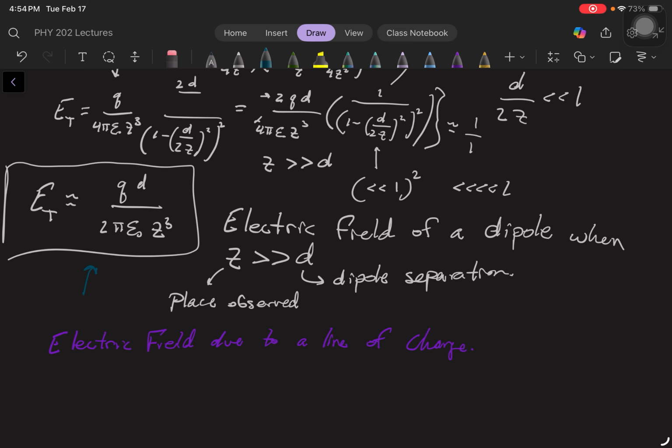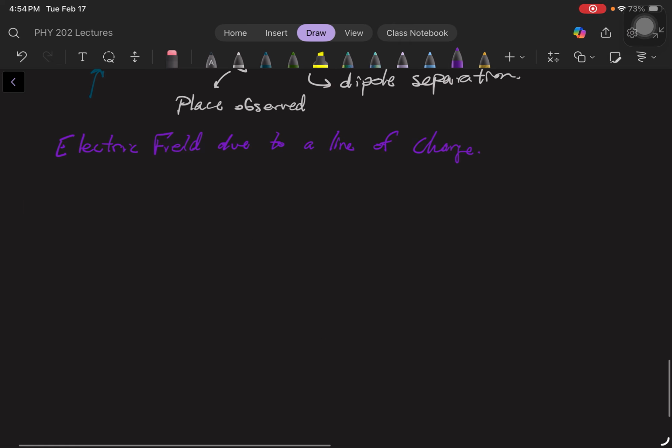And then also another note is sometimes we define P is equal to QD, and this is just called the dipole moment. But we'll see that more as we go on. And so now if we want to talk about the electric field due to a line of charge, we're going to do a ring of charge.